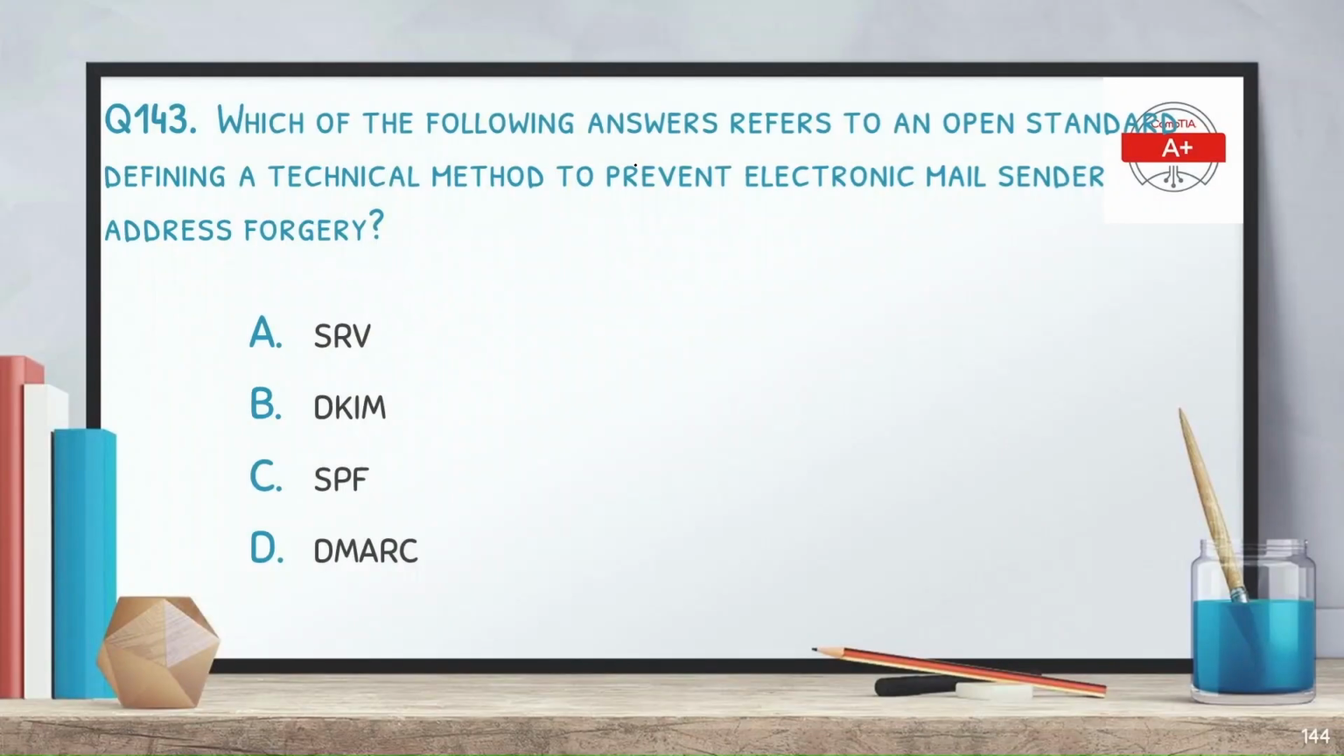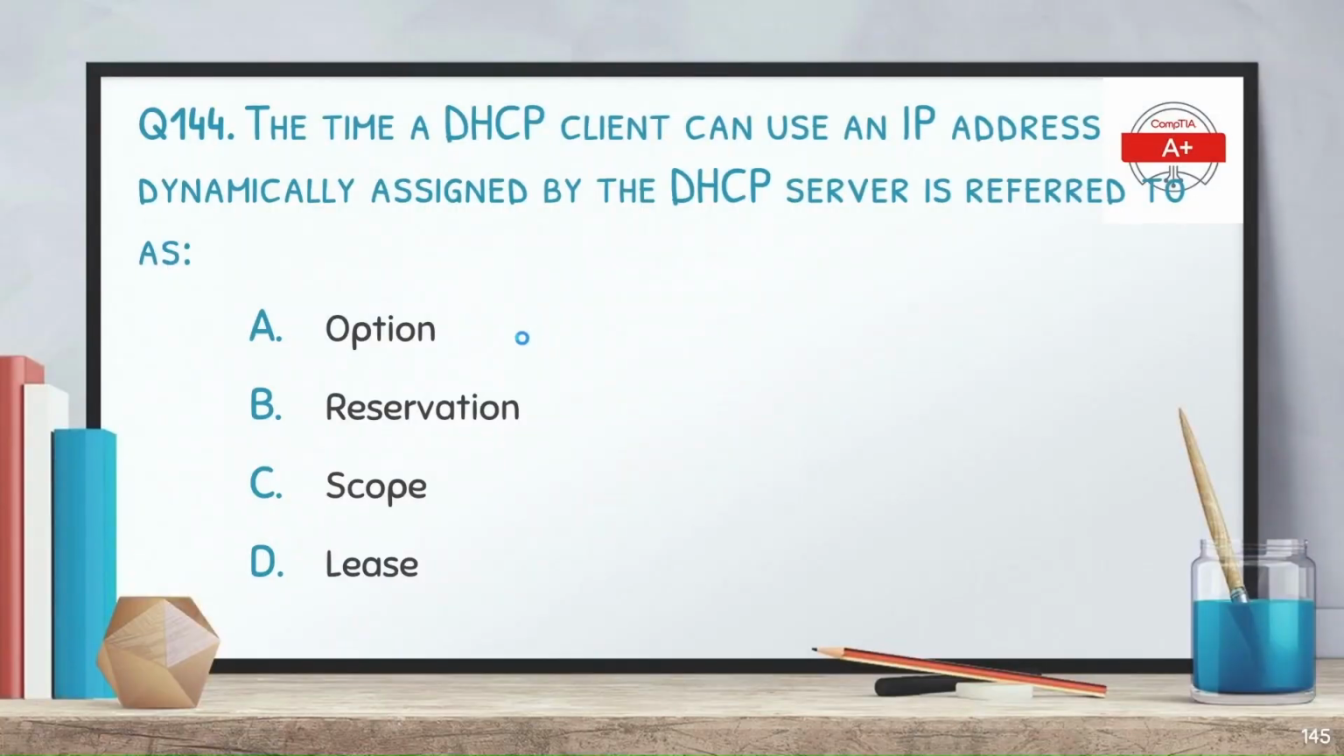Question number 143 is that which of the following answers refers to an open standard defining a technical method to prevent electronic mail sender address forgery? And the options are A, SRV, B, DKIM, C, SPF, and D, DMARC. And the correct option is DKIM.